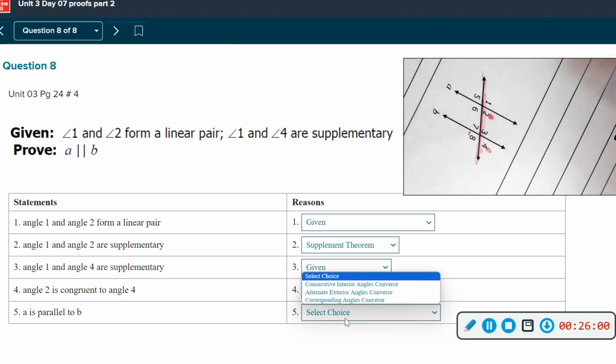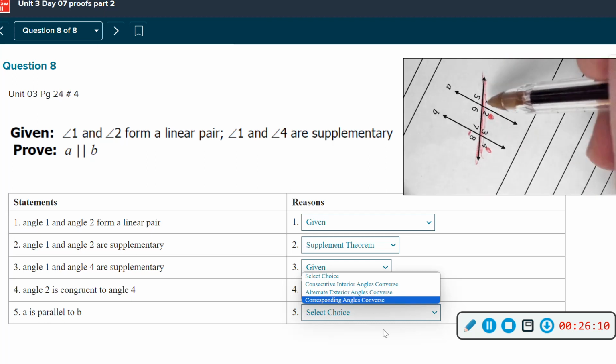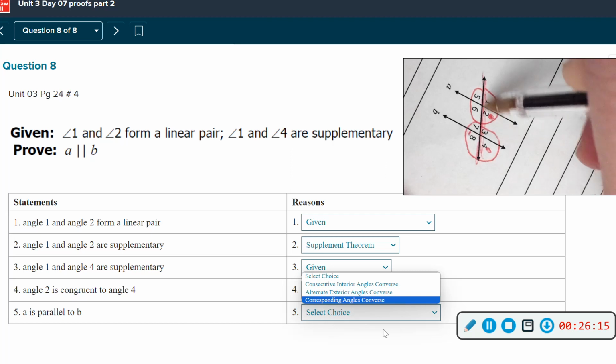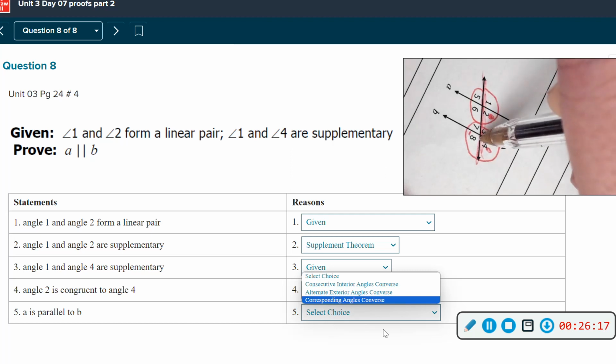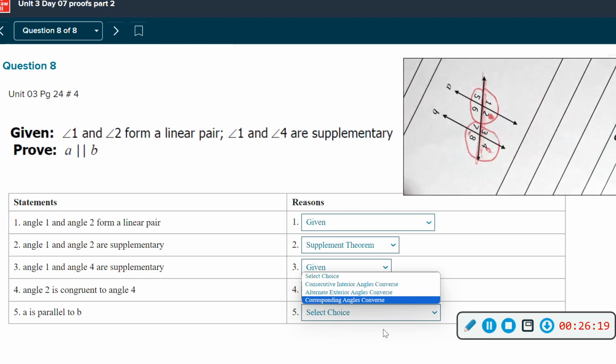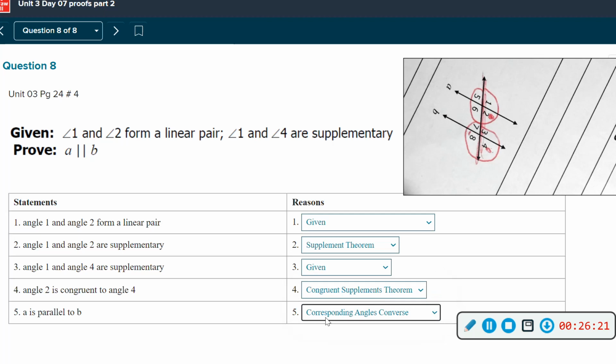Are they on the same side or alternate? They're on the same side, so it's definitely not the second one, which is alternate exterior. Okay, so are they in the same position? Let's see. 2 is in the bottom right, and 4 is also in the bottom right. So that would be corresponding. So that's corresponding angles converse.